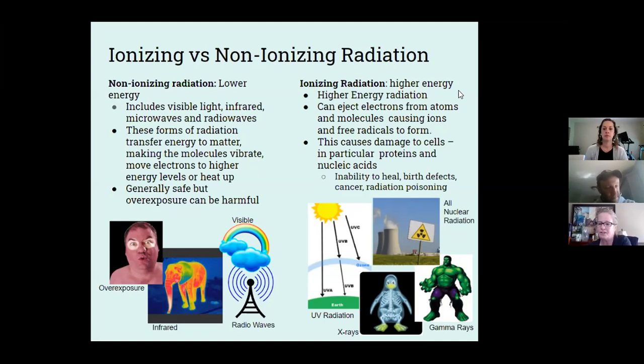Now, ionizing radiation, on the other hand, is high energy. So this is where you're going to see more damage. They can actually eject electrons, which means you're going to create ions and free radicals. So you're going to see damage done to proteins and your nucleic acid, so your DNA. It causes an inability to heal, birth defects, cancer, and radiation poisoning.